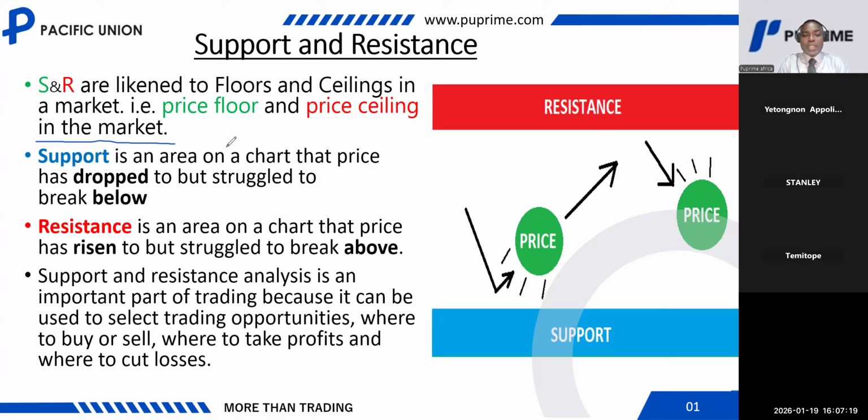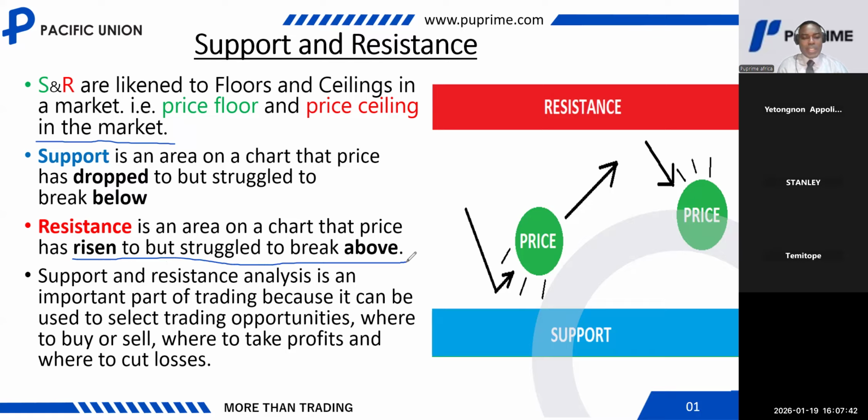Support is an area on a chart that price has dropped to, but struggled to break below. Take note of that. It's an area on the chart that price has dropped to, but struggled to break below. And resistance is an area on the chart that price has risen to, but struggled to break above. Now, I underlined those words.